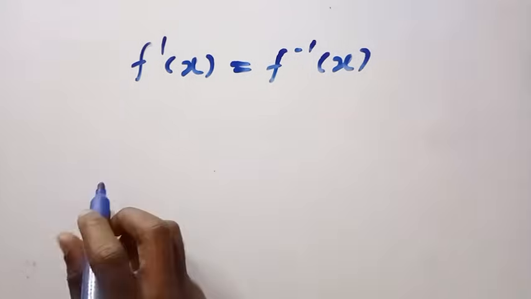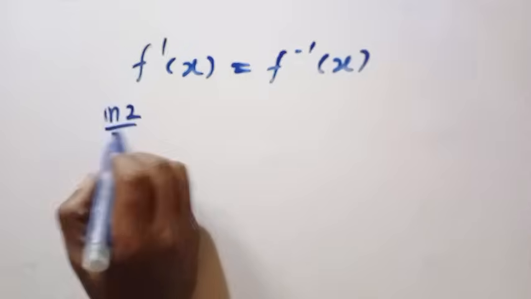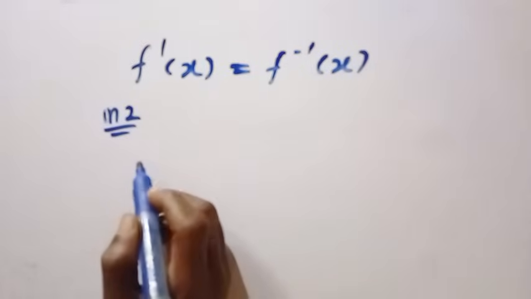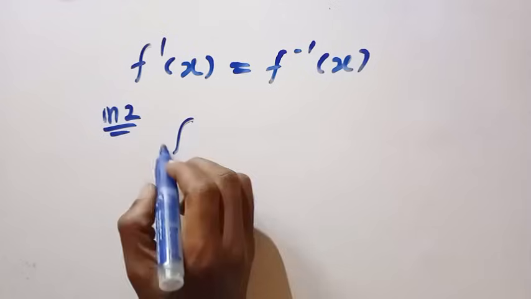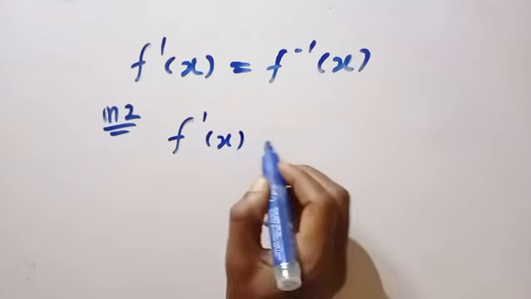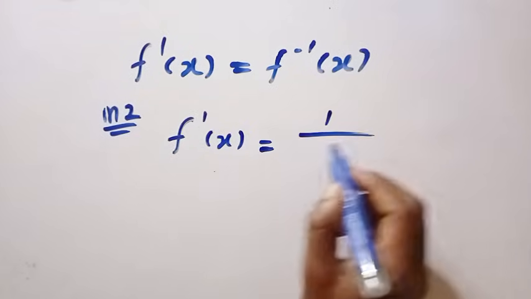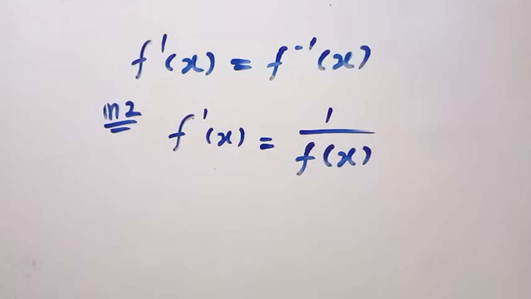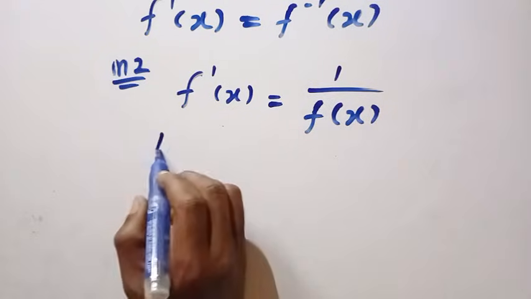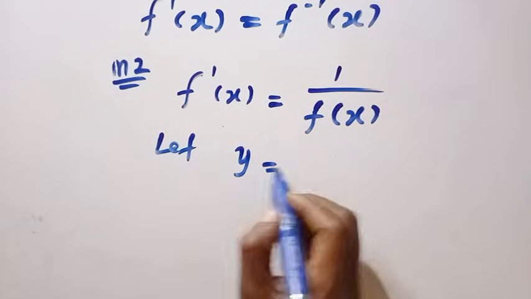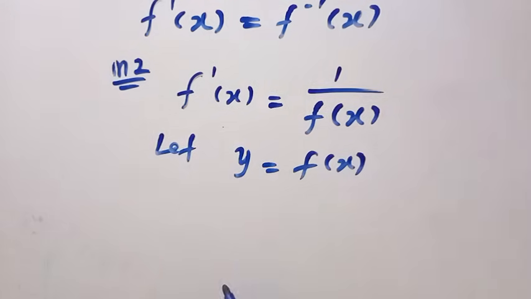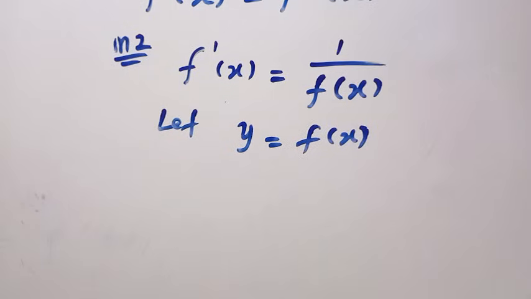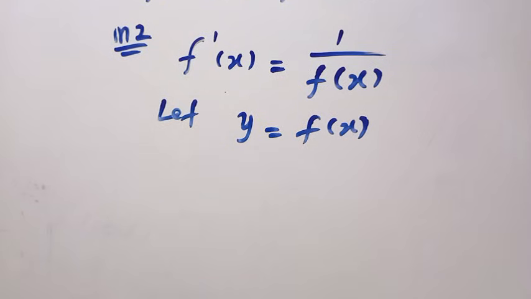Let's see the second method of solving this. We have method 2. So by applying the same thing, let's say we have f prime of x equals 1 divided by f of x. So at this point, suppose I let y equal f of x. So let's just assume that y equals f of x. With this, I'm going to find the derivative of this.